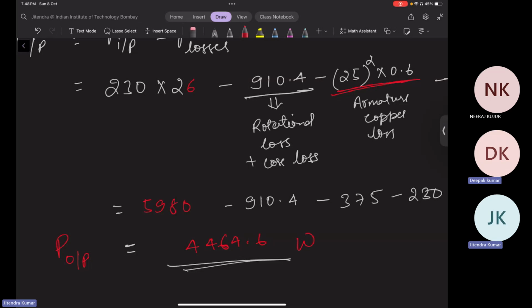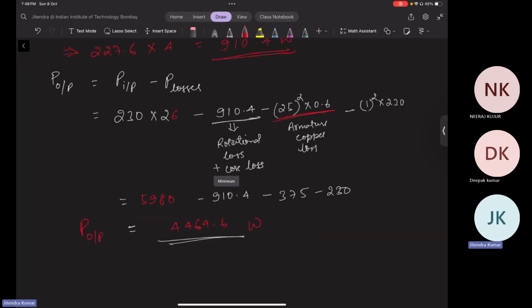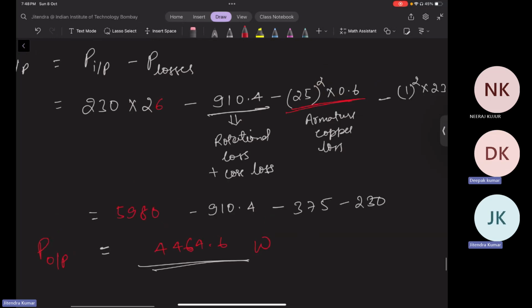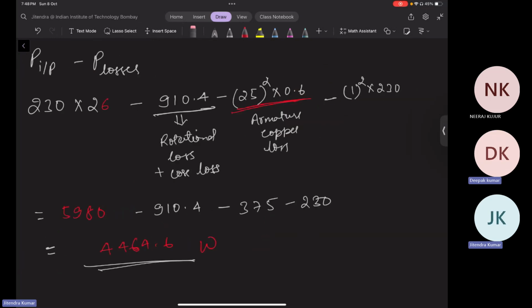Is it fine? Sir, we can write here 25 if we did not write this 1 square into 230. Yeah, then we can write definitely 25. There are many ways to manipulate. You could have eliminated it and you could have written 25. That is also fine.